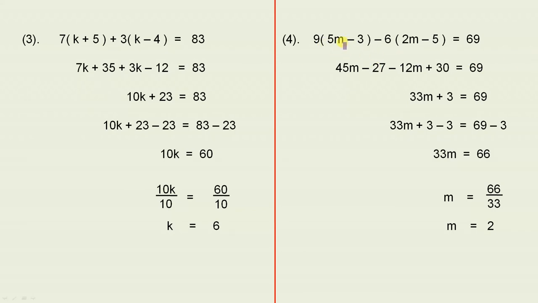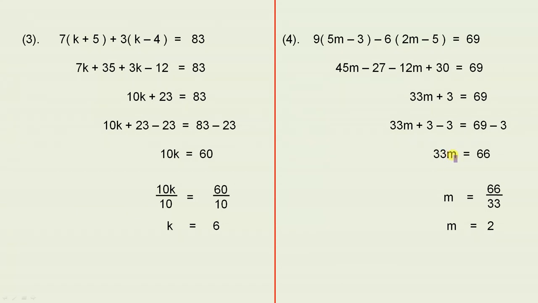And here we have an interesting one. So we multiply through here, and we get 45m minus 27 minus 12m plus 30, because minus 6 by minus 5 is plus 30. Collect the like terms. 45m minus 12m is 33m. Minus 27 plus 30 is plus 3. Because that's a plus sign, we subtract 3 from both sides. We've done that here. The 3s cancel to give us 33m, and that gives us 66.